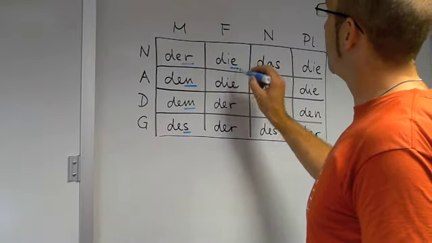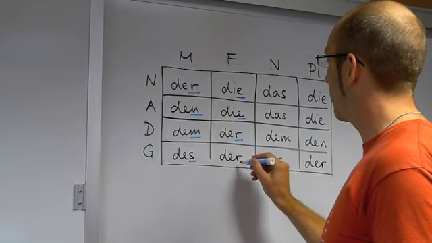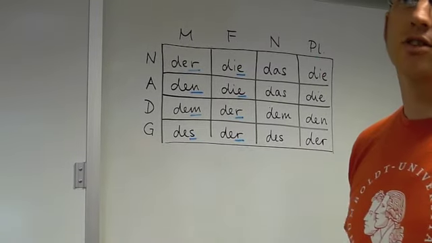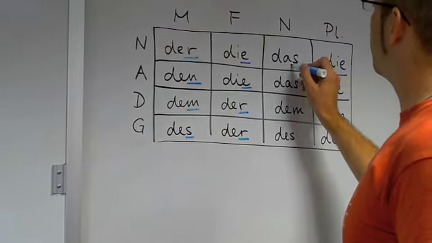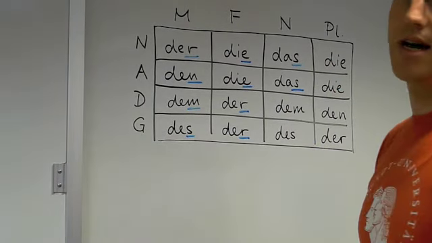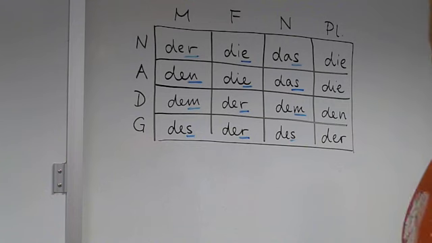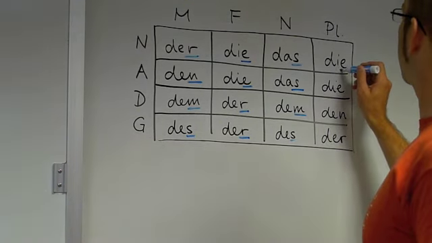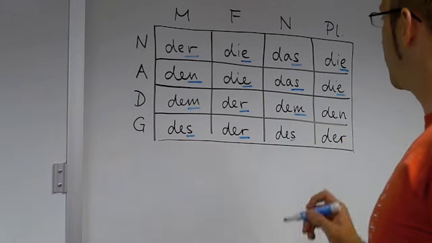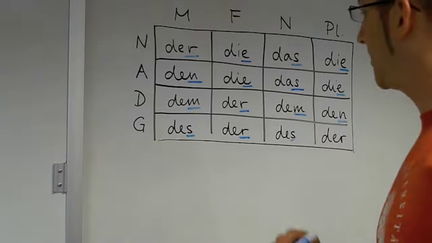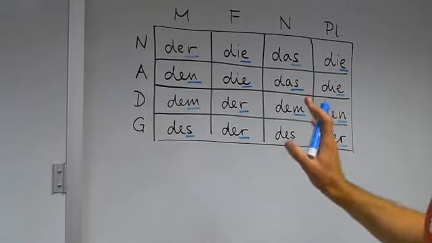The strong ending for feminine nominative is E. Same for accusative. R and R for dative and genitive. Those are our strong endings for feminine nouns in those cases. And we're going to do the same here for neuter: S in the nominative and accusative, M and S in the dative and genitive. And for the plural articles, we have E as a strong marker in the nominative, E in the accusative, N in the dative, and R in the genitive. These are going to be our strong endings.